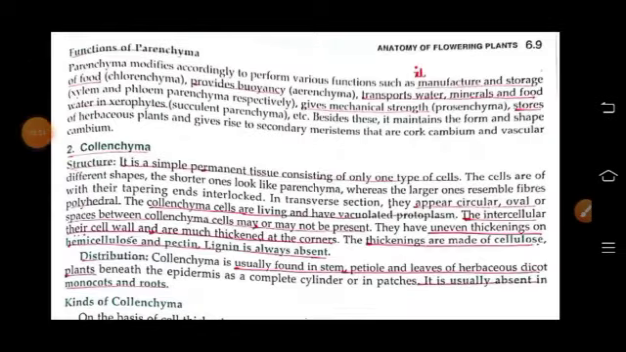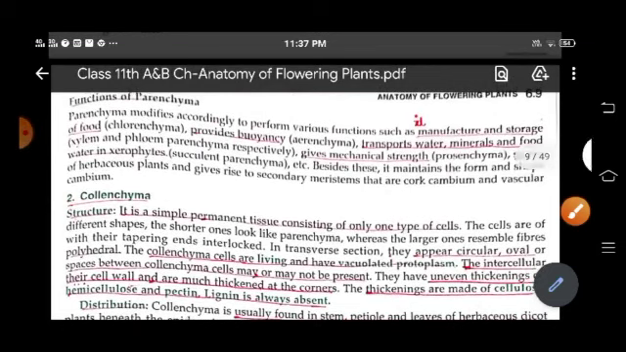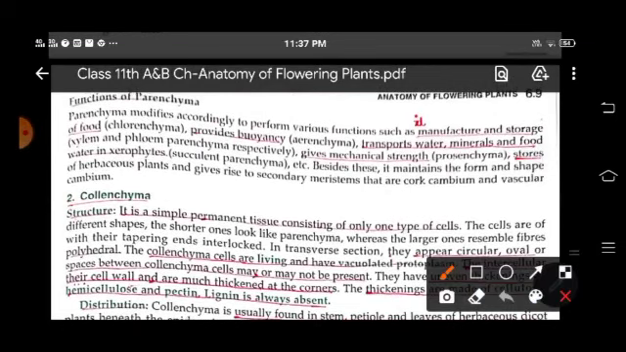Parenchyma cells modify accordingly to perform various functions such as manufacture and storage of food, provide buoyancy, transport water, minerals and food, give mechanical strength, and store water in xerophytes. They also maintain the form and shape of herbaceous plants and give rise to secondary meristem called cambium and vascular cambium. So this is all for today, children.